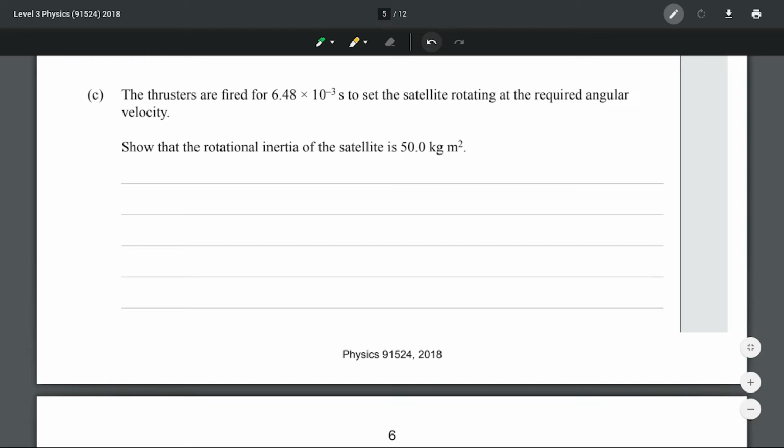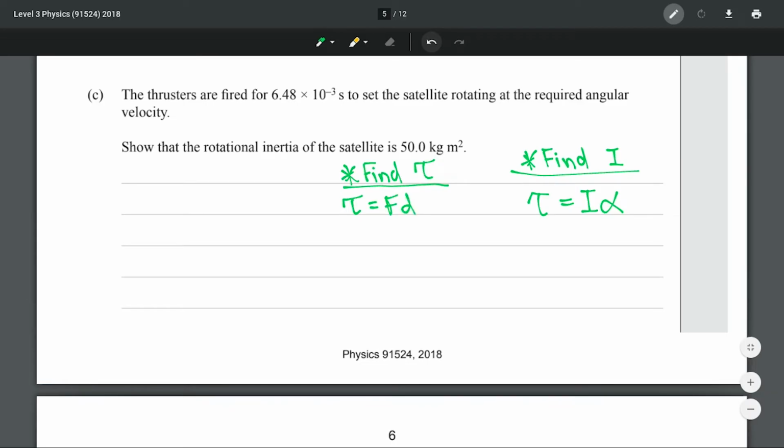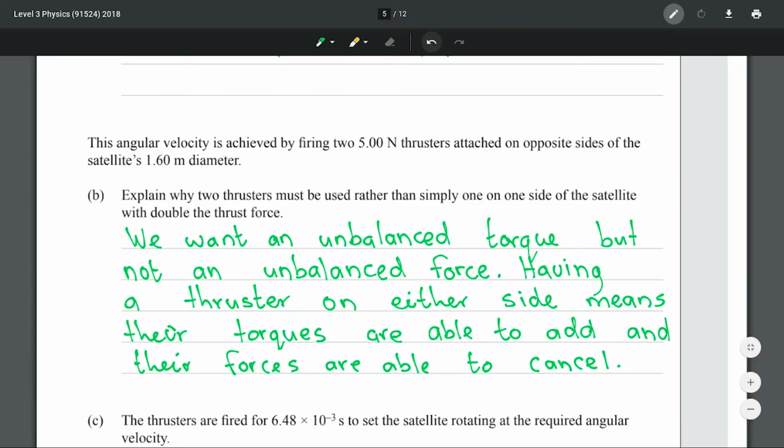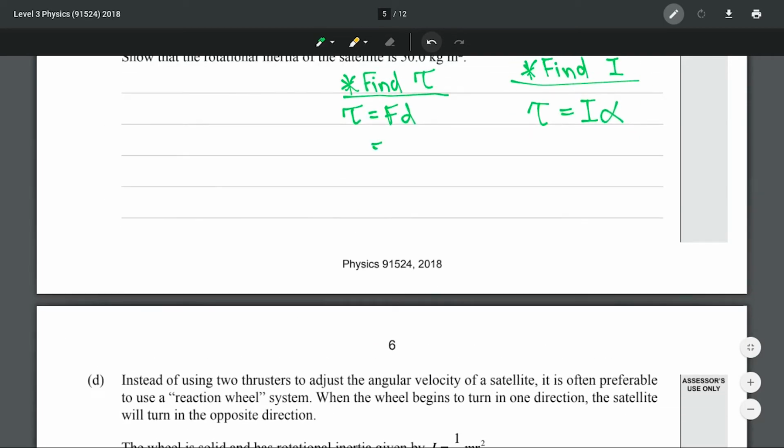So to find the rotational inertia, we can use the equation that the torque is equal to the inertia times the rotational acceleration. Problem is, we don't know the torque or the rotational acceleration. So to find the torque, we know that the torque is equal to force times distance. And so our force, we have two 5-Newton thrusters, so our force is going to be 10 newtons, and our distance is going to be 0.8 meters, which gives me 8 newton meters.